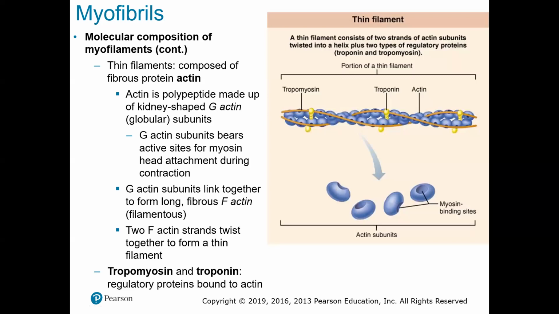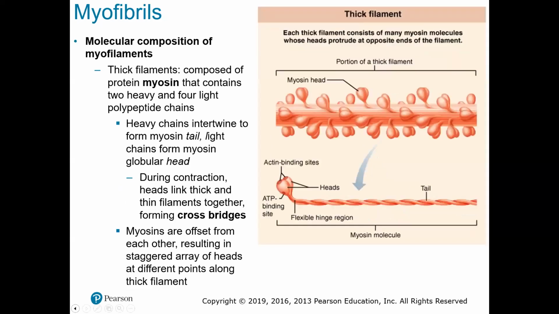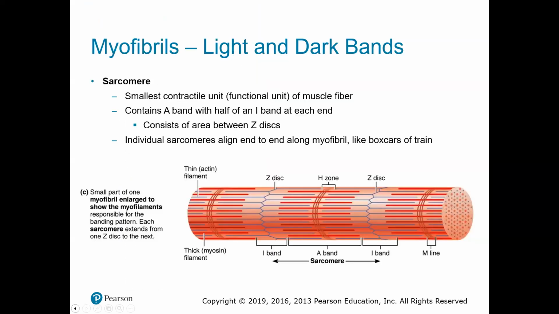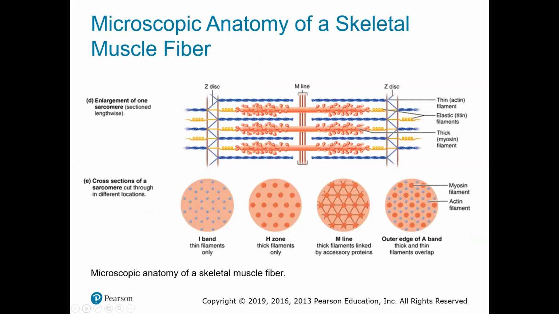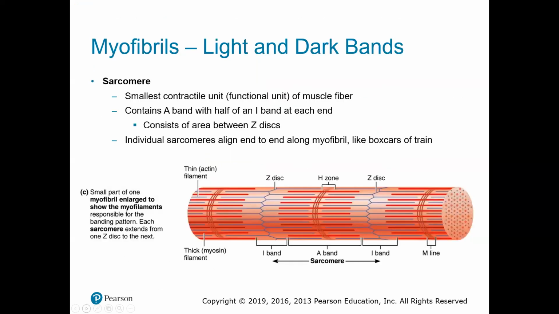Where we stopped the other day, we had just taken a look at a structure known as the sarcomere. The sarcomere is the contractile unit of all skeletal muscle. It's a very unique structure made of overlapping bands of contractile protein, both what we call thick filaments and thin filaments. And every myofibril is made up of repeating sections of these sarcomeres.